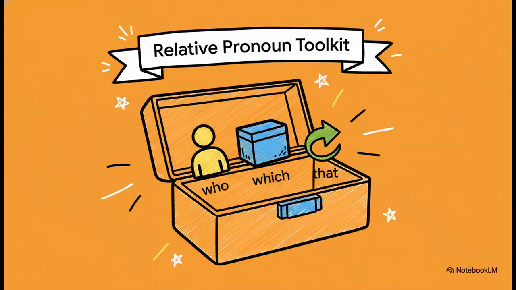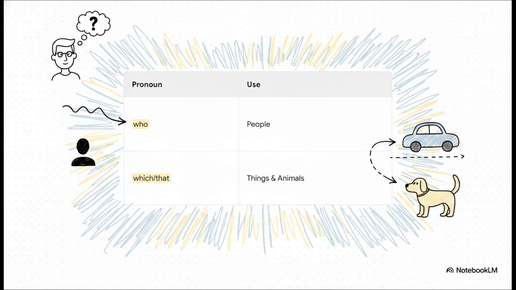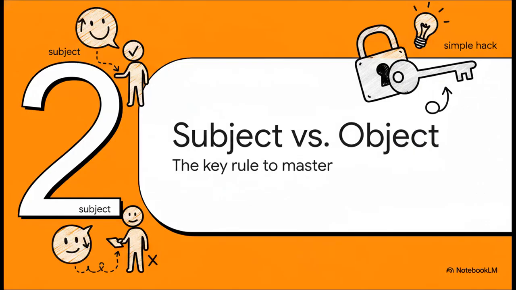Now, to build these amazing clauses, you need a toolkit. And lucky for us, the toolkit is pretty simple. It's made up of just 3 main words called relative pronouns. You've seen these a million times: who, which, and that. These are basically the magic words that link your description to the noun. And the basic rule for using them? It's wonderfully simple. You use who when you're talking about people. And for things or animals, you just use which or that. Easy, right? You know, the man who, or the car which, or the dog that. You get the idea.